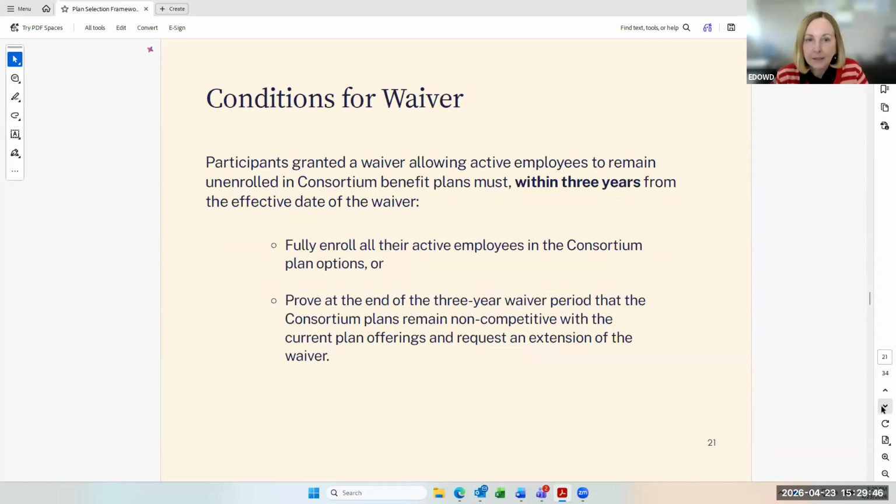So I kind of covered this a little bit. What are conditions for a waiver? So within that waiver, we want all active employees fully enrolled in the consortium plan options. And then the other condition is if at the end of a 3-year waiver period the consortium remains non-competitive with your current collectively bargained agreement, outside agreement, we want to go through that with you, do a plan comparison with you, and verify that that waiver should remain in place.